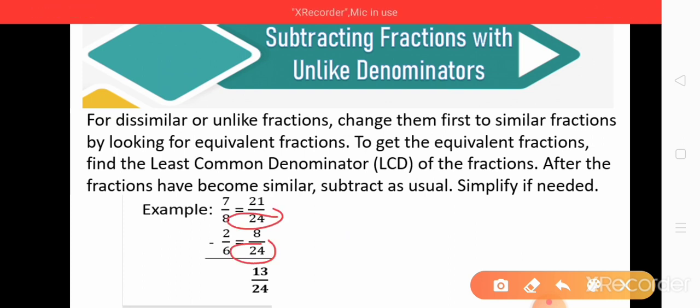So, paano nakuha yung 21? Since 24 ang ating LCD, 24 divide natin siya sa denominator. Laging tandaan na kapag denominator, i-divide. Kapag numerator, i-multiply. So, we have 24 divided by 8 is 3. 3 times 7 will give you 21. Kaya 21 ito.